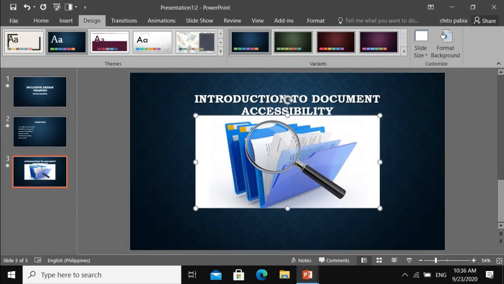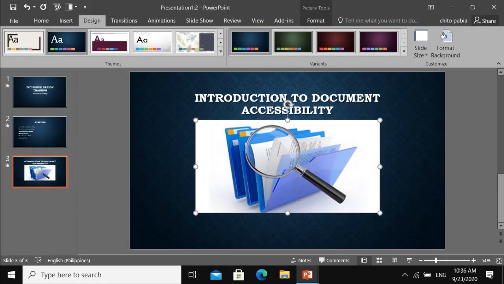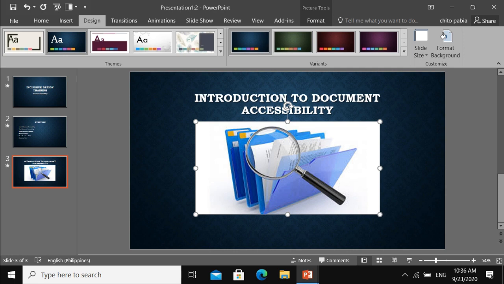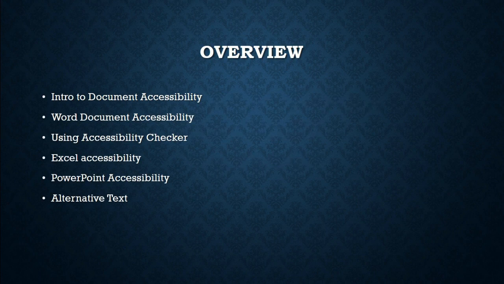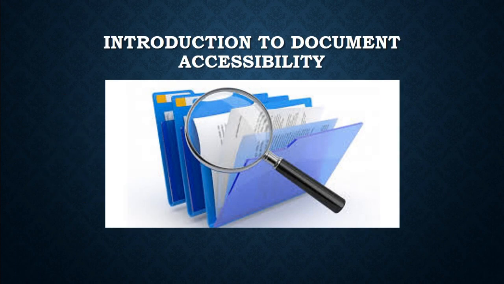Presentation 1: Centered, Object, Covers left of subtitle placeholder by 635 points. Covers right of subtitle placeholder by 635 points. 147 points from top slide. Slideshow slide 1. Inclusive design training. Slideshow slide 2. Overview, bullet intro to document accessibility, bullet Word document accessibility, bullet using accessibility checker, bullet Excel accessibility, bullet PowerPoint accessibility, bullet alternative text. Slideshow slide 3. Introduction to document accessibility. Slideshow complete.